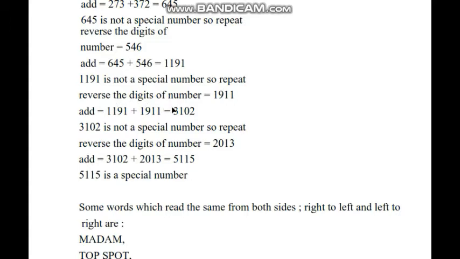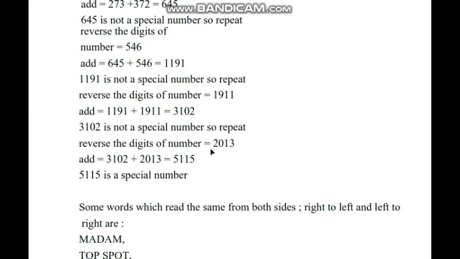Reverse the digits of the number, turn it back to front. 1911. Now add both numbers together. If we add both numbers, we will get 3102. Now 3102 is not a special number, so repeat. That means carry on with this number and repeat the first two steps again.